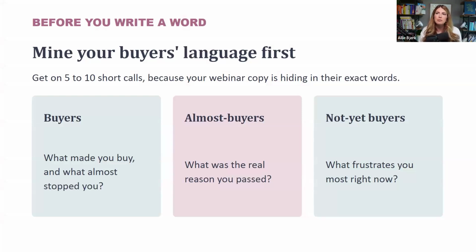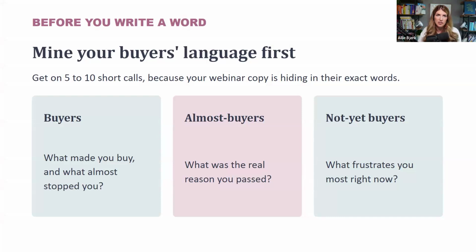Also, the importance of going out and mining your buyer's language first before you build anything. If you can get on calls with your people, even if it's like a free coaching call, I still do this all the time where I'll give people a 20-minute value ladder call or something like that, because I want to see what they're saying, what they're thinking.